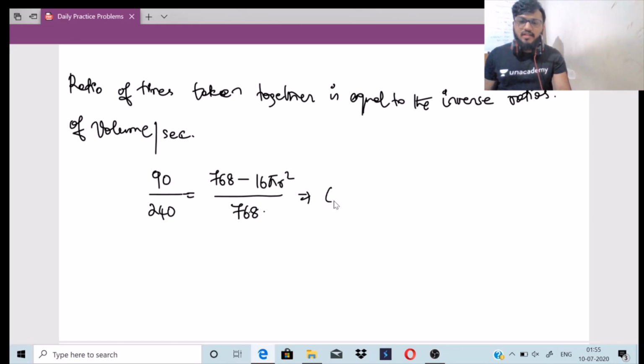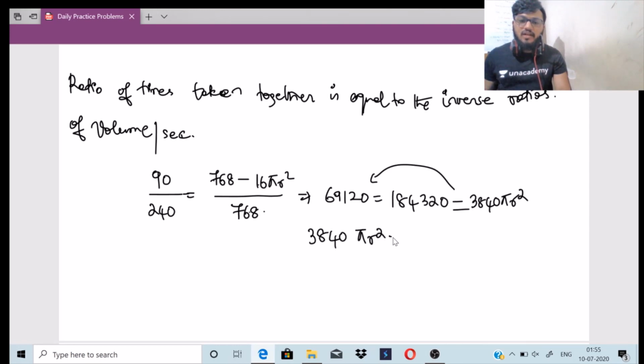90 into 768 is 69,120, right? 768 into 240 is 184320, minus 16 into 240 is 3840 pi r square. This is in the negative sign, so let's put it this side. So 3840 pi r square is equal to 184320 minus 69,120. So this will be equal to 115200. So pi r square is 115200 divided by 3840, which is nothing but equal to 30.